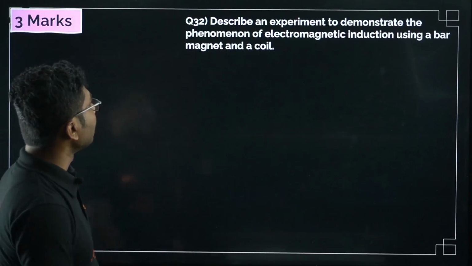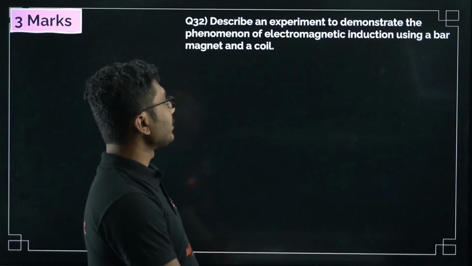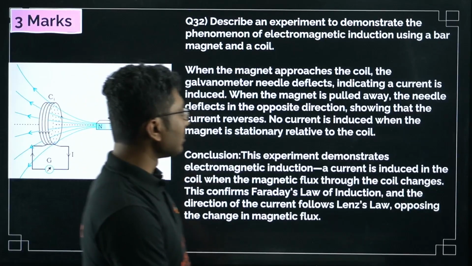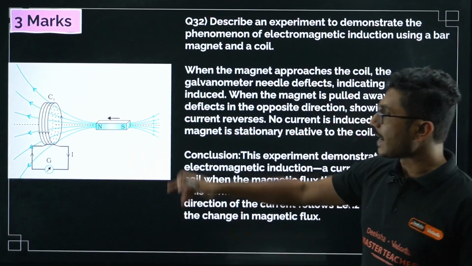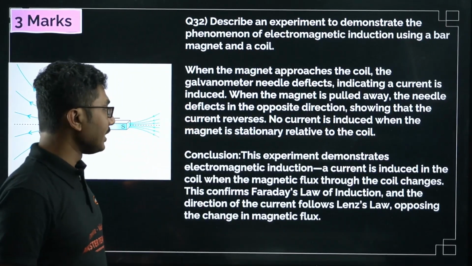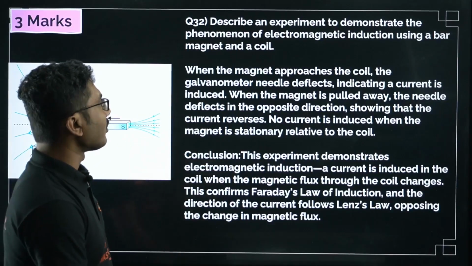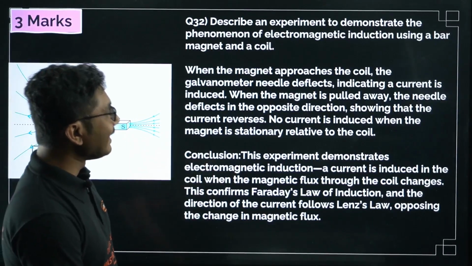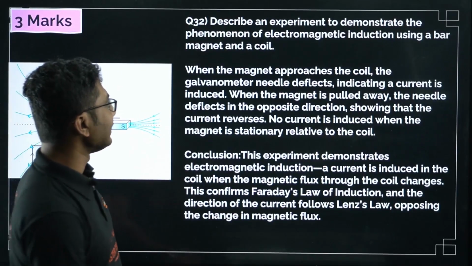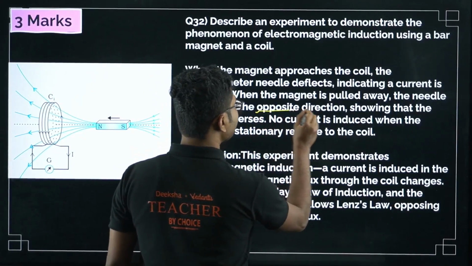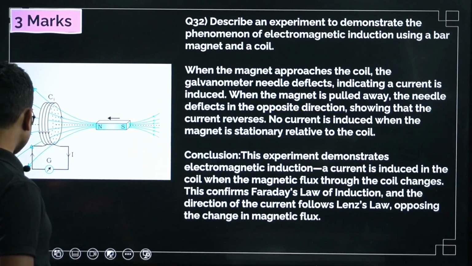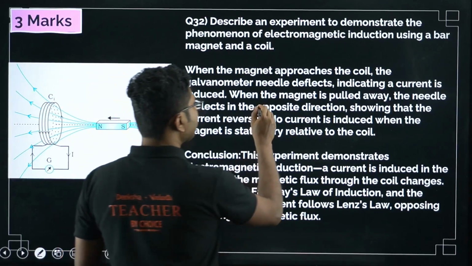Now next, question 32: describe an experiment to demonstrate the phenomena of electromagnetic induction using a bar magnet and a coil. This is also a very common question. The diagram that you have to draw is roughly like this, and what you have to write here, be very careful. When the magnet approaches the coil, the galvanometer needle deflects, indicating a current is induced. When the magnet is pulled away, the needle deflects in the opposite direction. You must have this statement. You have to write it, there is no other option.